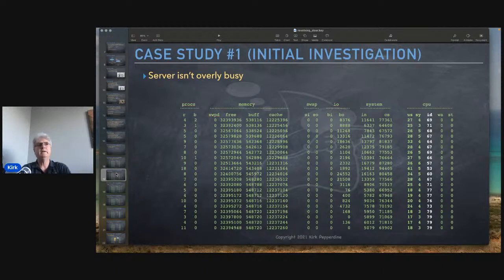First, if you look at the idle, it appears as if the server isn't overly busy. It's like 60, 70% idle. So you have to ask, how come we're so idle? Because if you look at the runnable queue on the left-hand side, we have quite a few threads that are ready to run, and we have plenty of CPU idle time to let them run.